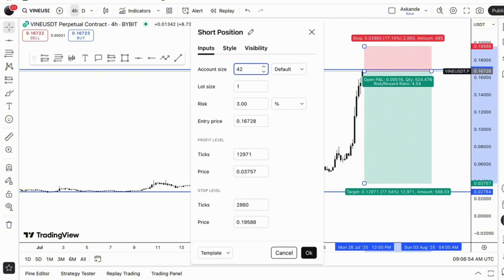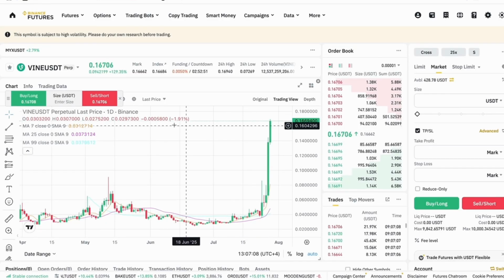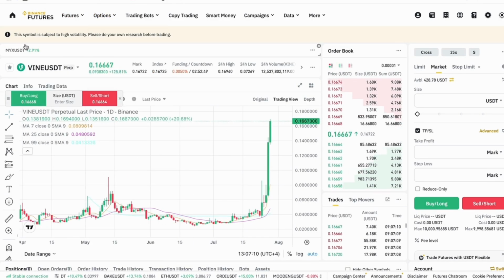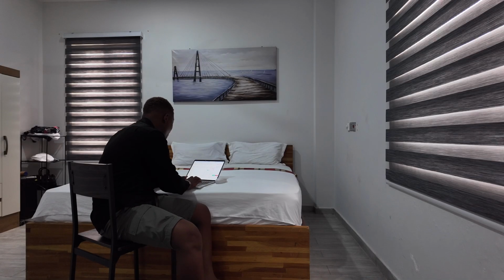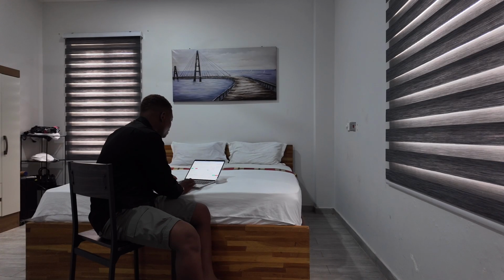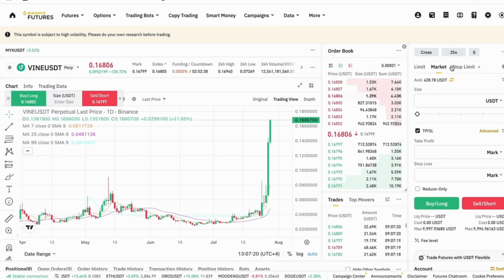I have 428, risk 3%. Now because we are trying to grow our account, we are taking a very high risk here. Now don't try this, okay? Okay, so I'll come here. Now we will search for the coin. When we are on the features, click on the features, search for the coin called Vine, right? We select the coin here. I'm using a leverage of 25x. That's my maximum leverage. You always change the limit to market.